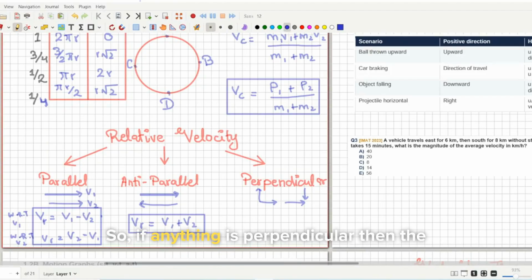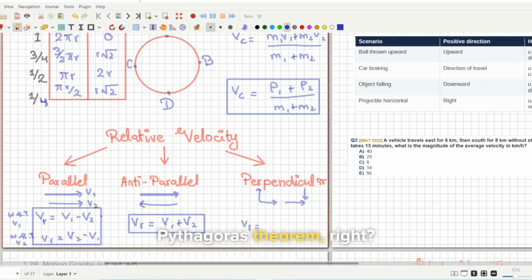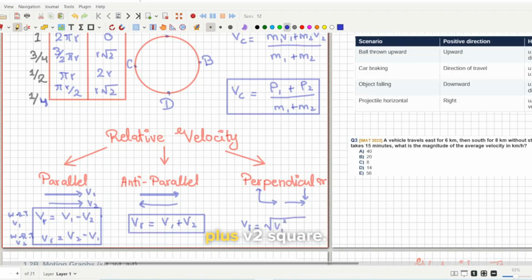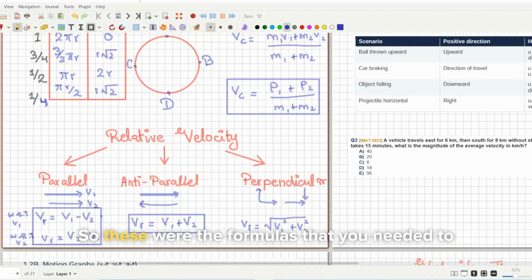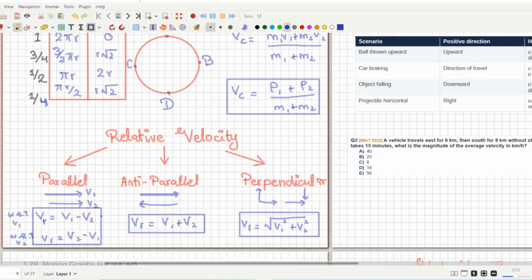So if anything is perpendicular, then the relative velocity formula would be using Pythagoras theorem, right? The Pythagoras theorem would be the square root of v1 square plus v2 square. Simple. So these were the formulas that you needed to know for relative velocity MCQs. These formulas are not really hard to memorize. If the objects are parallel, then you just minus out their velocities, and if they are anti-parallel, then you just add their velocities, and if they are perpendicular, you use Pythagoras theorem.